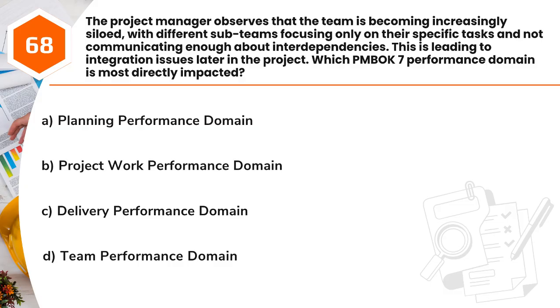Question 68. The project manager observes that the team is becoming increasingly siloed, with different subteams focusing only on their specific tasks and not communicating enough about interdependencies. This is leading to integration issues later in the project. Which PMBOK 7 performance domain is most directly impacted? A. Planning performance domain. B. Project work performance domain. C. Delivery performance domain. D. Team performance domain.